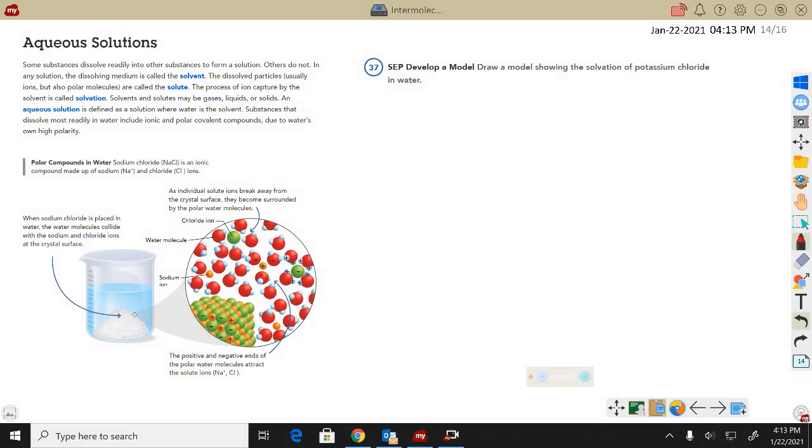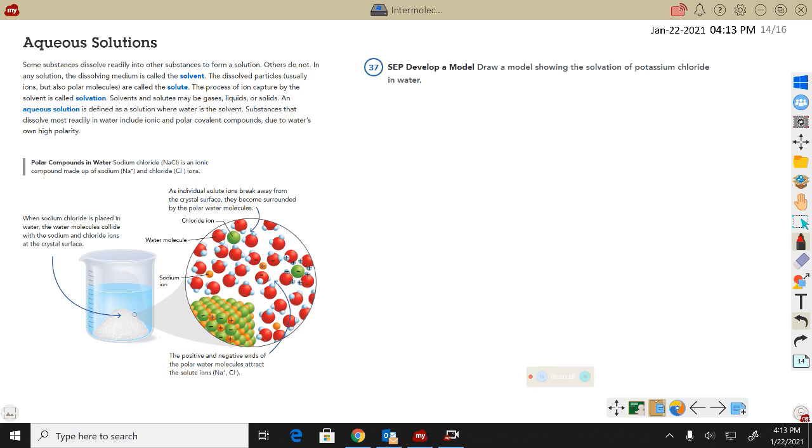So we're going to jump ahead a little bit and look at solutions. Solubility is the ability of a substance to dissolve in another substance, and it is definitely affected by intermolecular forces and the structure of a particle. So we've got different parts of our solution.